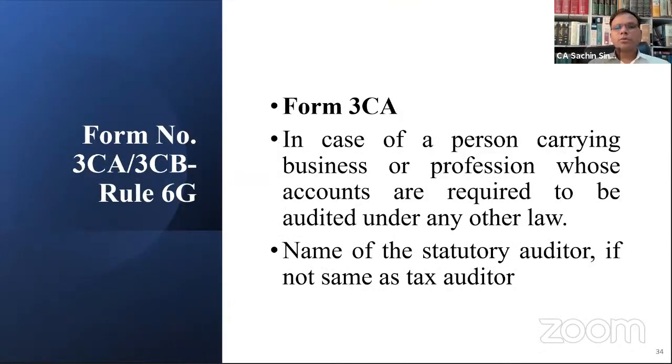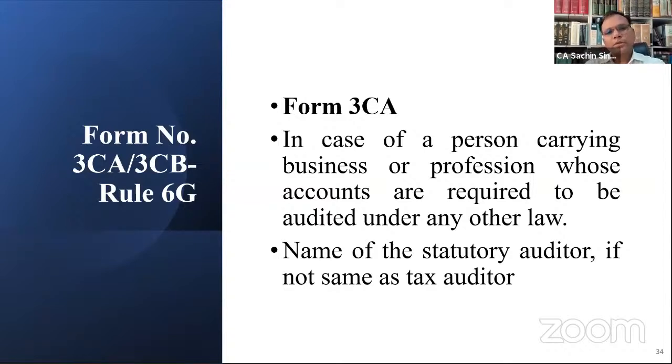Okay. So now come to the forms, because this again will take around 60 minutes, and then for the remaining 30 minutes we can take your questions. So form 3CA, 3CB as per rule 6G. There are three forms: form 3CA, form 3CB, and then form 3CD. Form 3CA and 3CB are applicable as per the status of the assessee, and the conditions required to be satisfied.